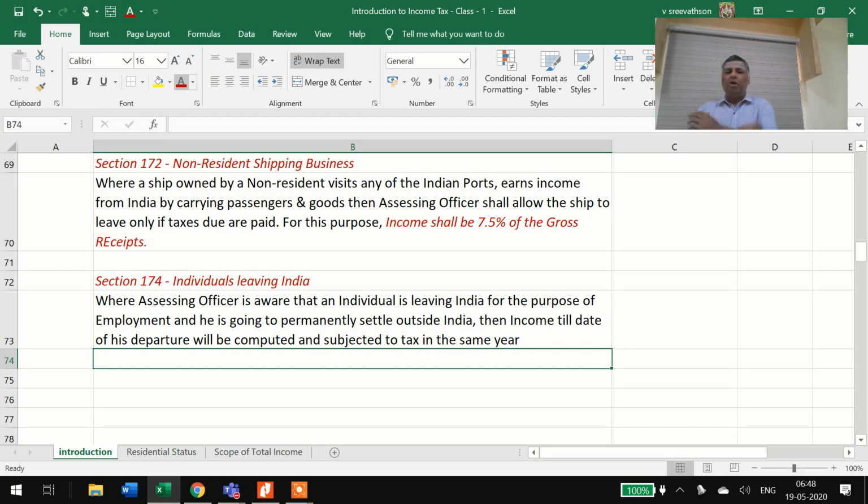Where the assessing officer is aware that an individual is leaving India for the purpose of employment and is permanently going to settle outside India, then income till the date of his leaving, till the date of departure, will be computed and subjected to tax in the same year. Pay the tax, then leave the country.